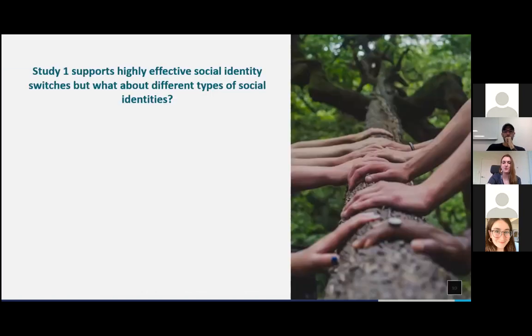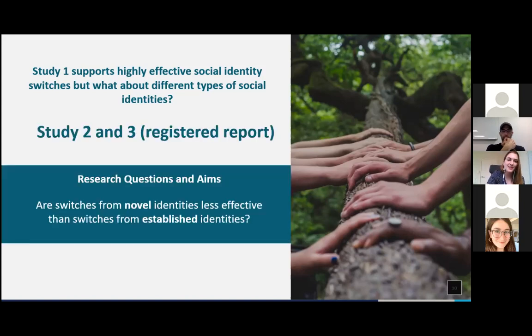Okay, so study one supports highly effective social identity switches, but we could by no means generalize this to all types of identities. So what might, for example, happen is that if we look at different types of identities that are, for example, not as compatible or differ, we might find some form of cost. And we took a first step in our second and third study to address this issue.